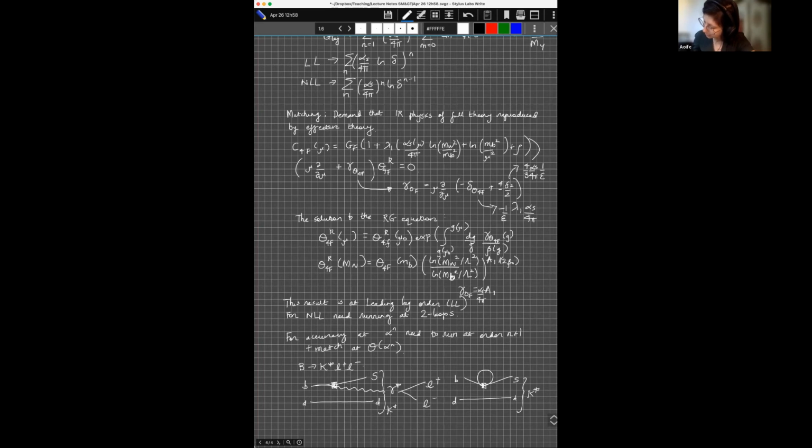And then one could emit again a virtual photon that goes to a lepton pair, plus or minus. So this is a fermion loop. It could be a charm quark loop, for example, that actually gives the largest contribution. And this charm quark loop has been subject to a lot of discussion in the literature, and I'll explain a bit why tomorrow.